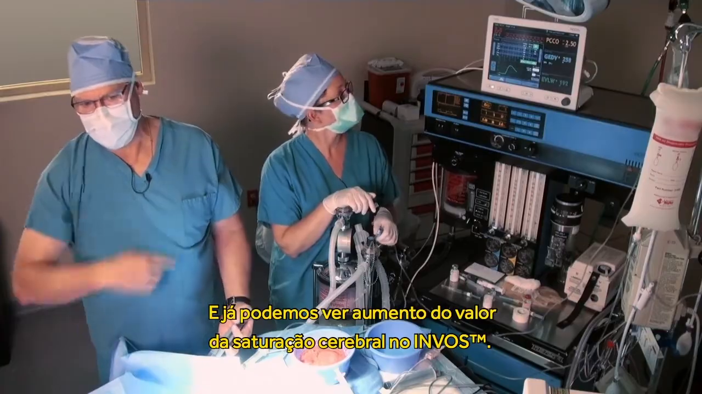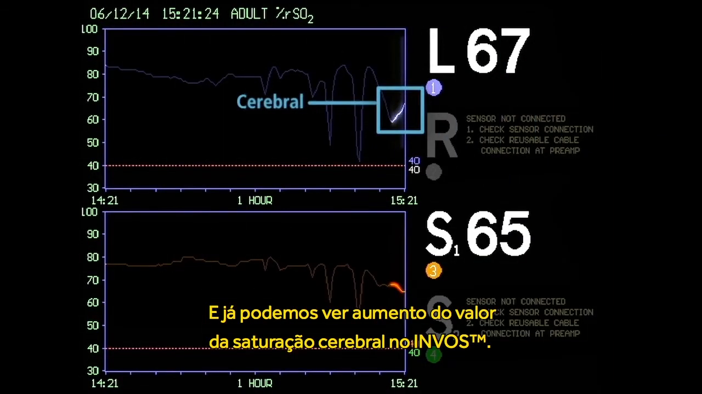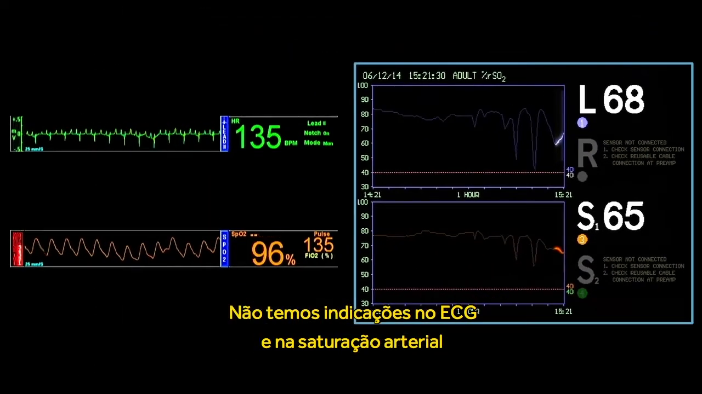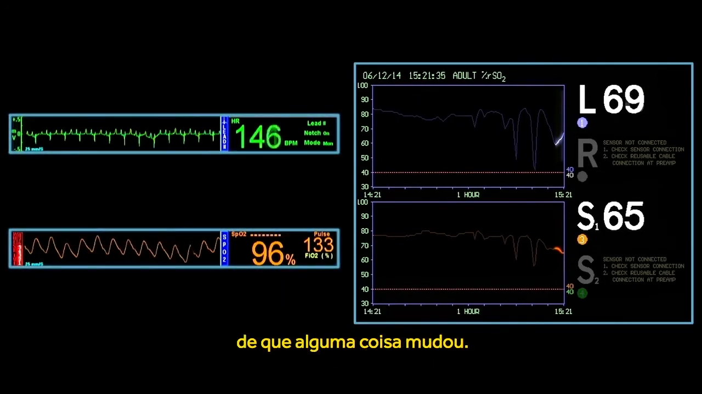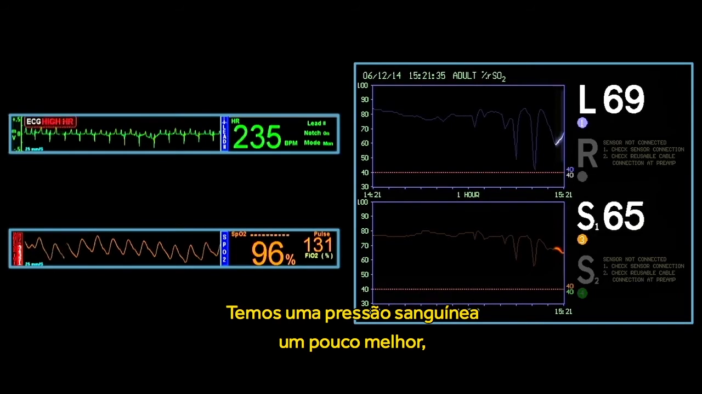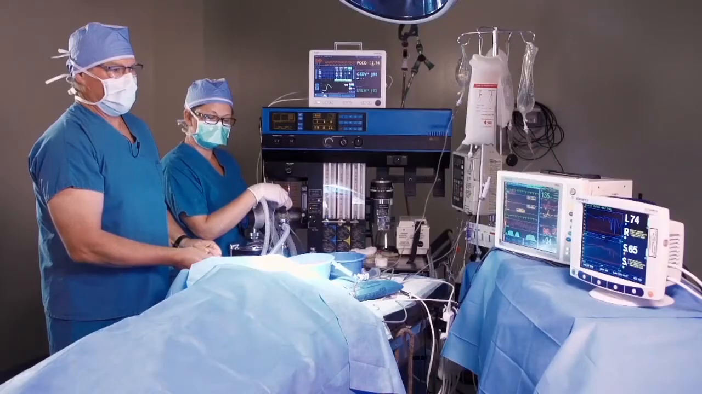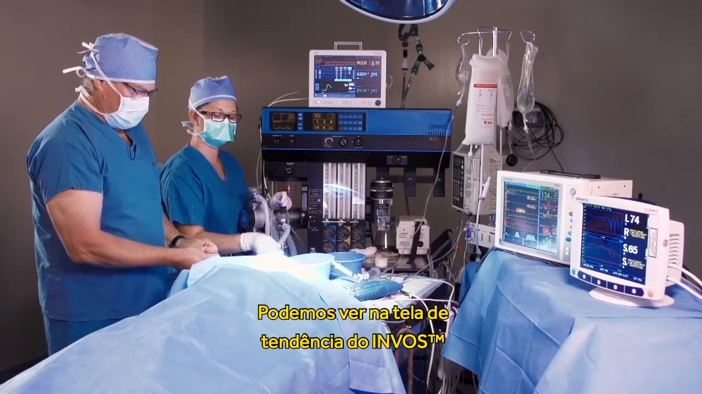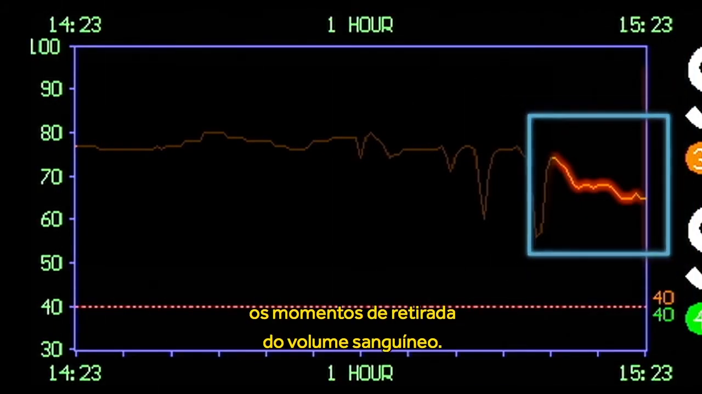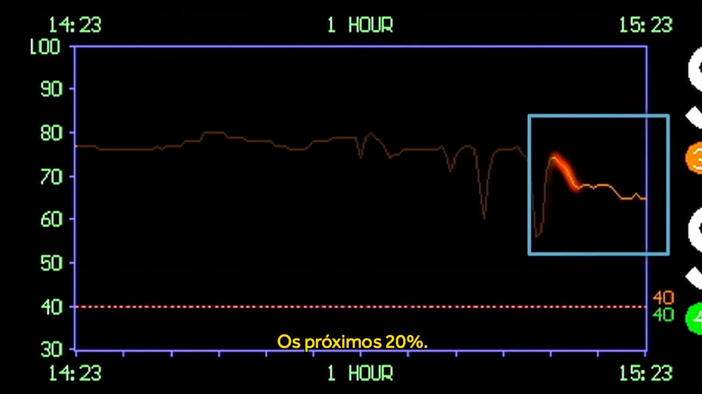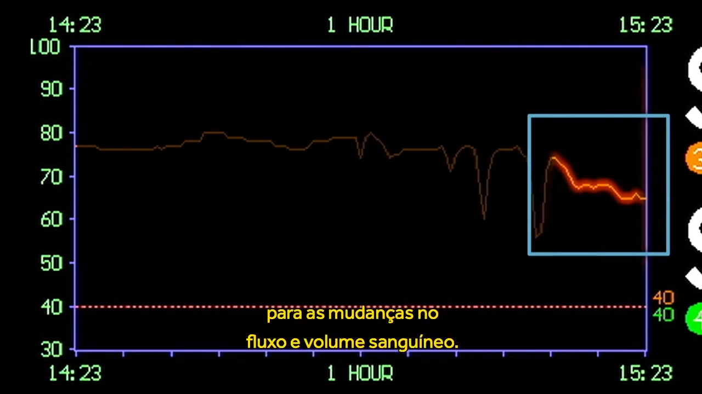And you can see already on the cerebral saturation that it is starting to trend upward. We have no indication on the EKG or arterial saturation that anything has changed. We have a little bit better blood pressure, so that's a good thing. And you can see now, when you see more of the trend values on the INVOS monitor, the steps where I removed blood on the somatic line. You see the first 20%, the next 20%. So that's how sensitive the monitor is to changes in blood flow and blood volume.